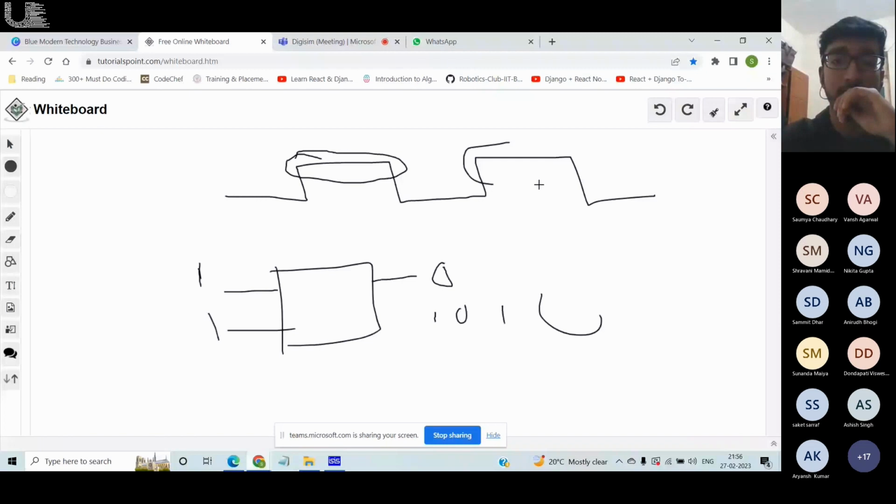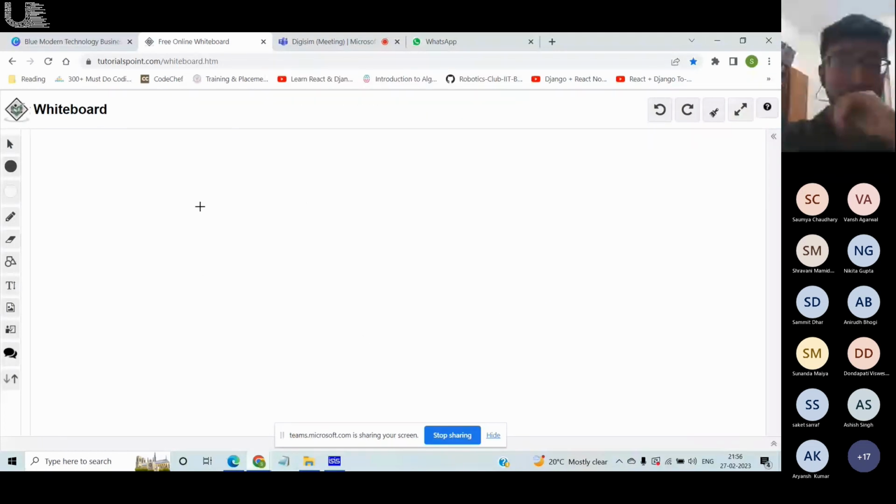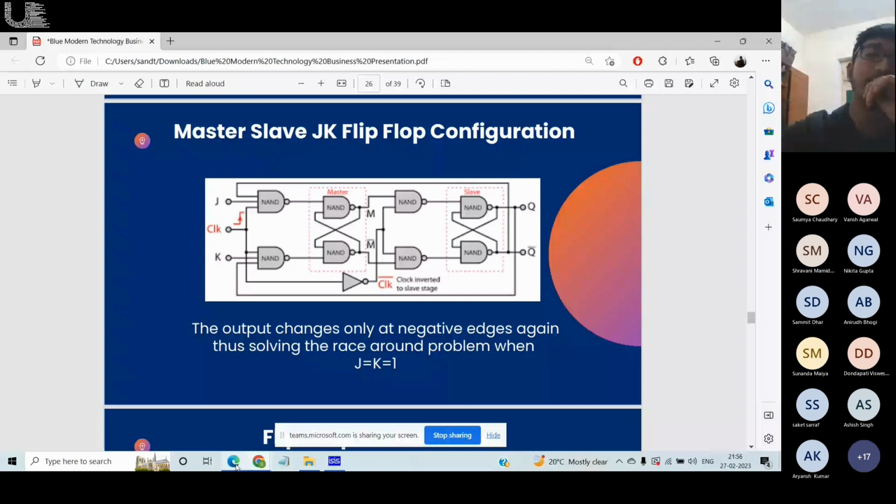This condition is called the race around condition because this toggling happens a lot of times during a single clock. For this exact reason, you make flip flops, so that the output changes only on the edges. This happens because in the D latch there was no direct connection between the output and the input, this connection between Q and J. But here we have that. That is why the race around condition occurs here.